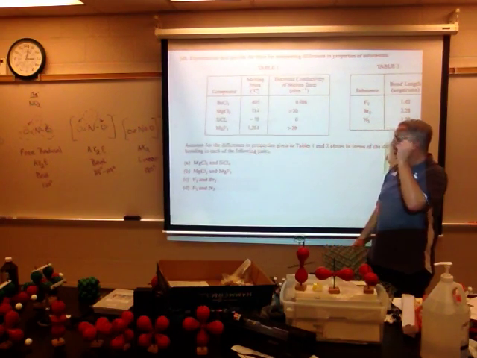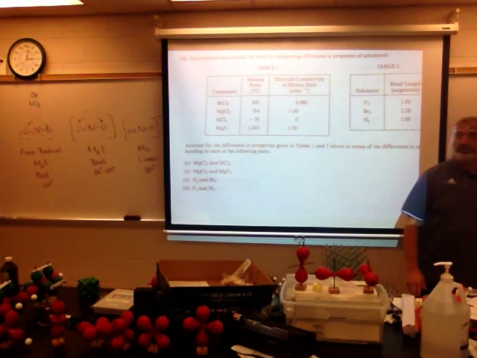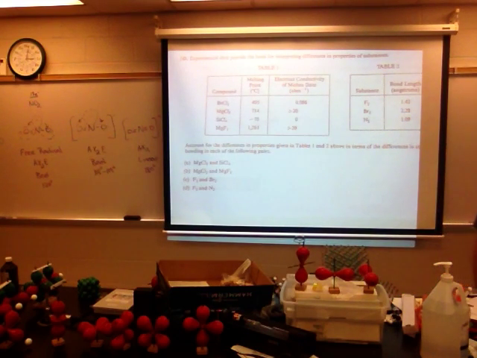All right, B, MgCl2 and MgF2. Grayson just refuses to look at me. Jaden, what'd you get for that one? Oh, the one you don't know? Well, answer C then, fluorine and bromine. The bond length.